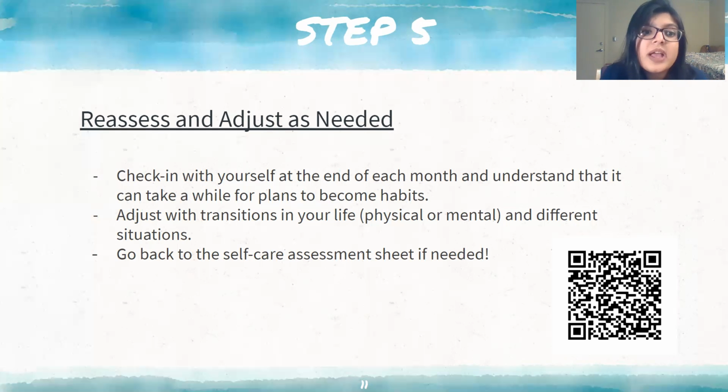You also need to understand that you need to be kind to yourself. Adjusting with transitions in your life, whether they're physical or mental transitions, is also very important. For example, if you have made a self-care plan for being at school, once you go home, your needs might differ, which also means that you need to go back to your self-care plan and readjust it according to your current needs. And if you also want, you can always go back to the self-care assessment to see which areas of wellness you need to currently work on, as the answer to that can differ from time to time.